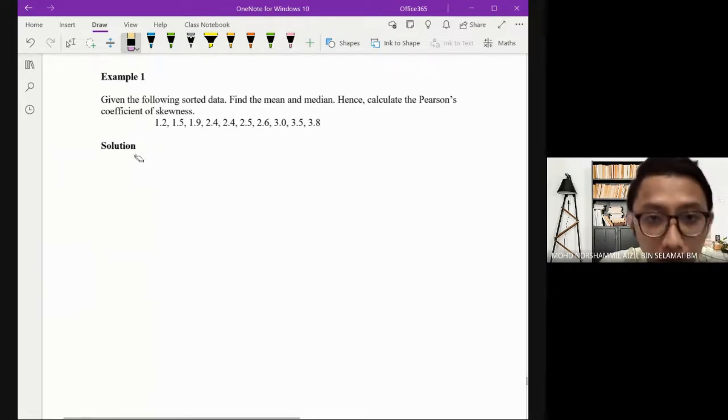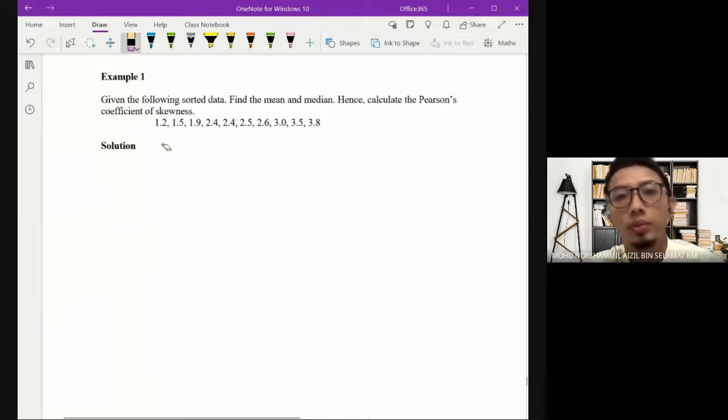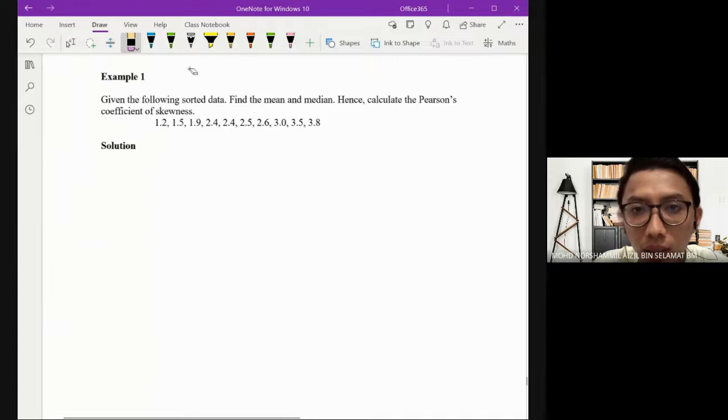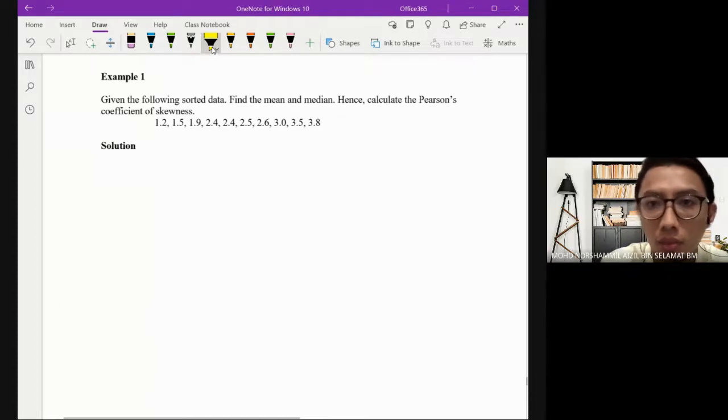Alright, so let's proceed. Siti Waidah, please accompany me to solve example number 1. As you can see, example number 1, given the following sorted data. Sorted lah. Okay, the data already sorted. Find the mean and median. Alright, so Siti Waidah, please help me to solve for mean.